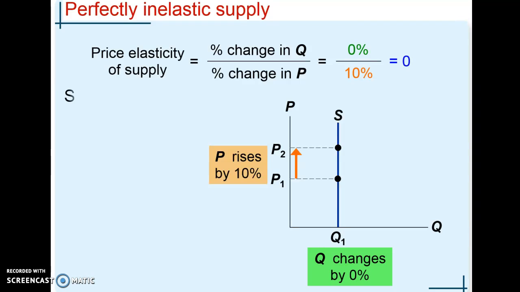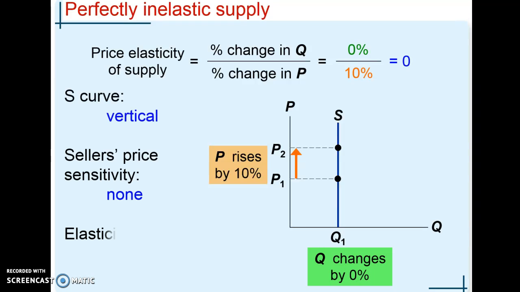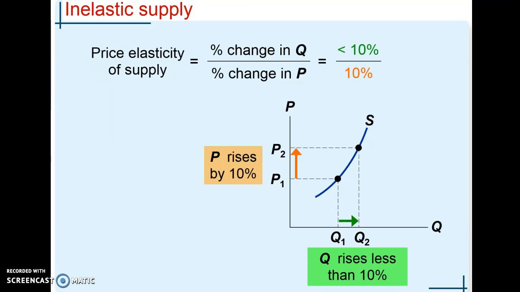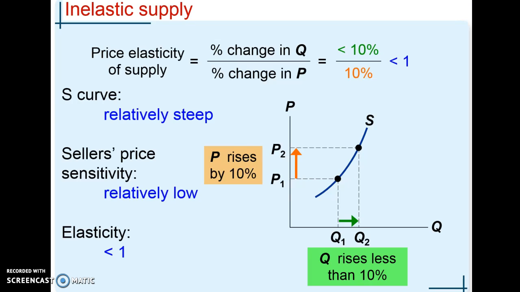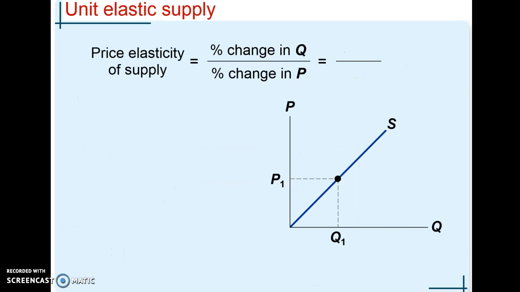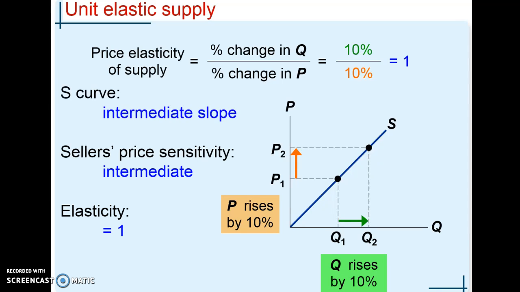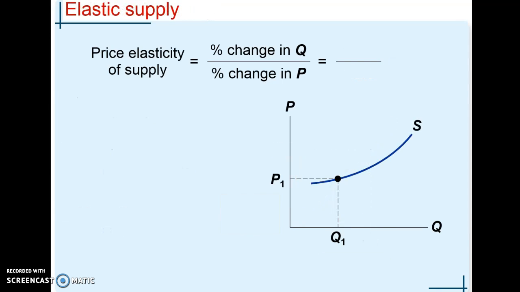Here we see supply is perfectly inelastic. In this example, we have relatively inelastic supply. The price elasticity would be less than 1 in this case. If we have unit elastic supply, the elasticity would be equal to 1.